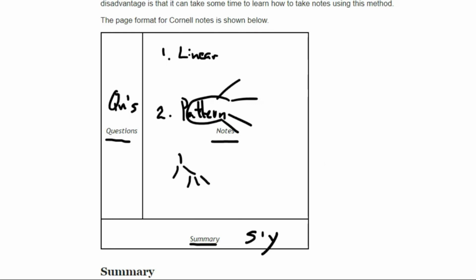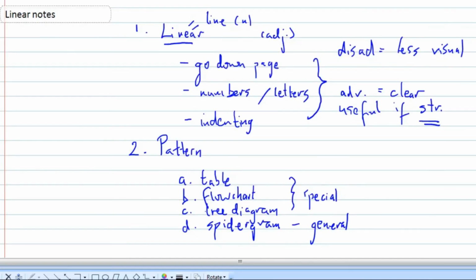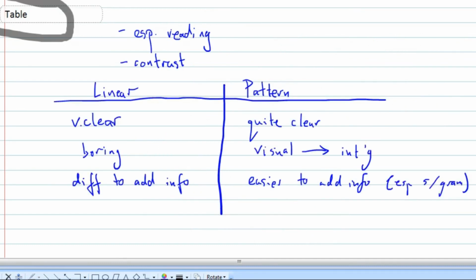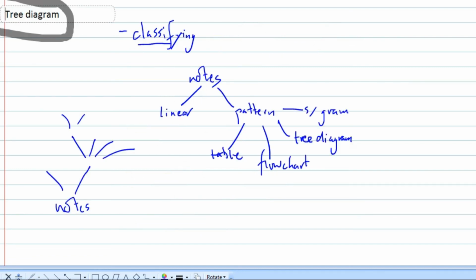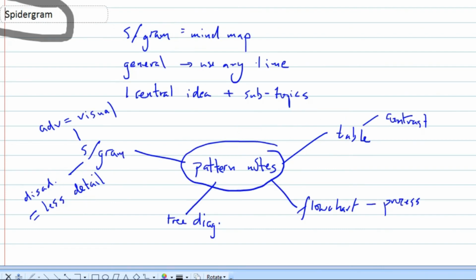So to conclude, we've seen 2 main styles of notes today. We saw linear notes, and this is the notes that I took for linear notes. We saw 4 types of pattern notes. We saw the table, which is used for contrasting. We saw the flowchart, which is used for recording a process. We saw a tree diagram, which is used for classifying. And we saw the spidergram or the mind map, which is used when you have one central idea.